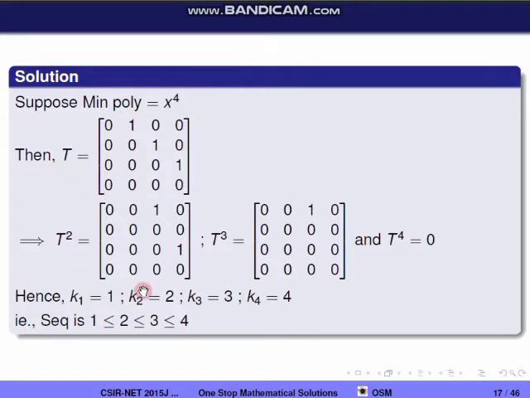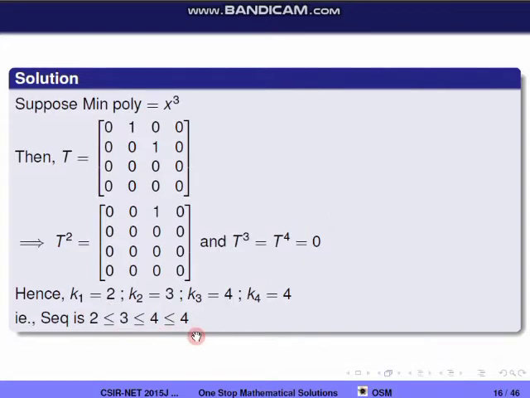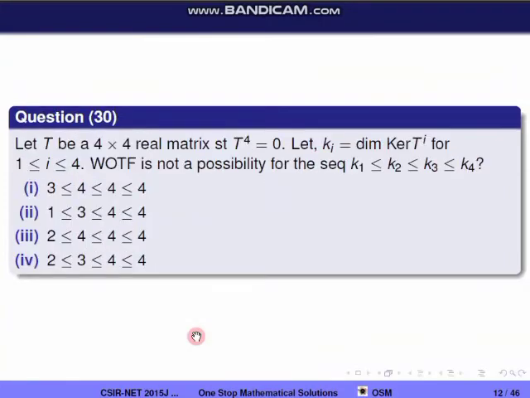T square is given by this matrix. T cube is this matrix, and T power 4 is equal to the 0 matrix. Hence K1 is equal to 1, K2 is equal to 2, K3 is equal to 3, and K4 is equal to 4. Hence the sequence is 1 less than or equal to 2 less than or equal to 3 less than or equal to 4. So now we'll look at the options. They have asked which of the sequences is not possible. So we got the answer as 2.